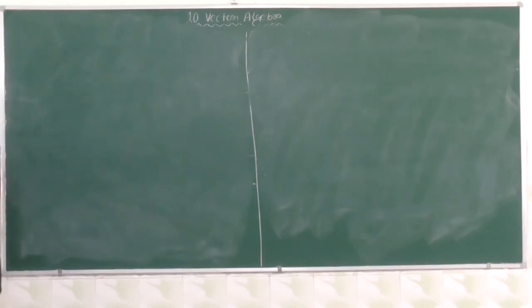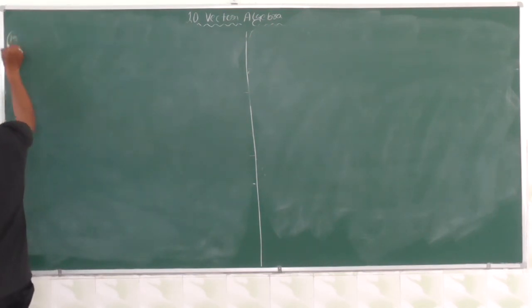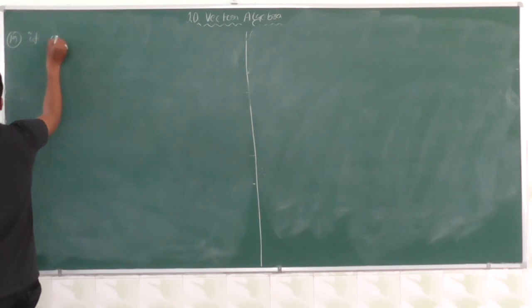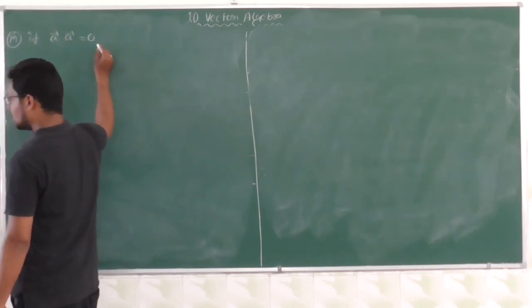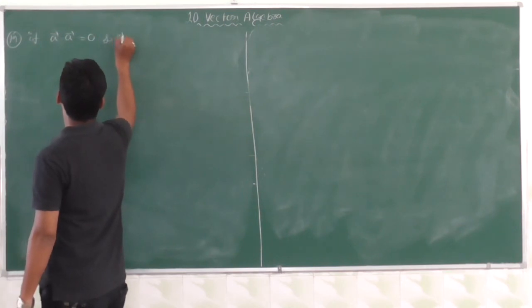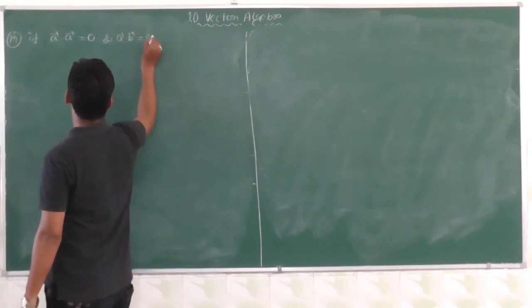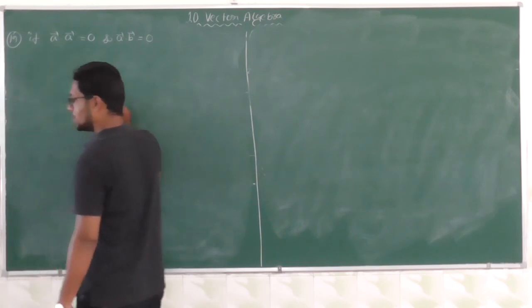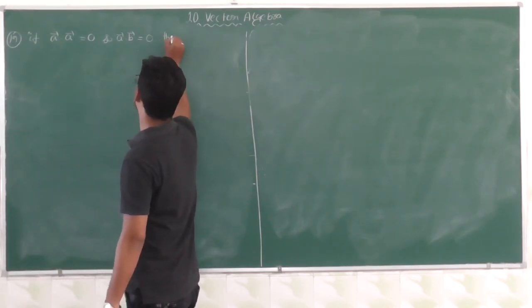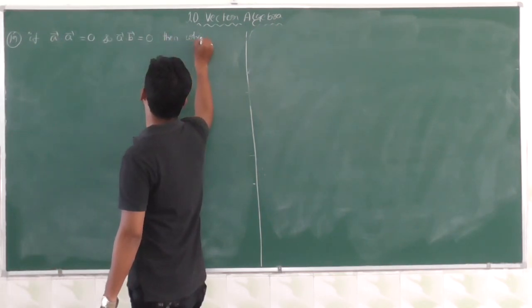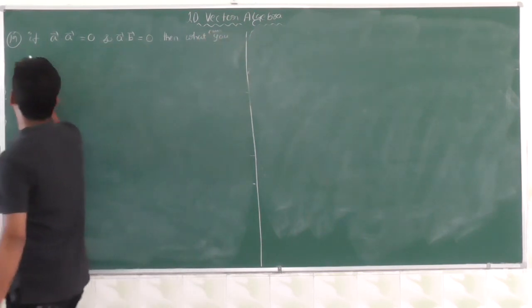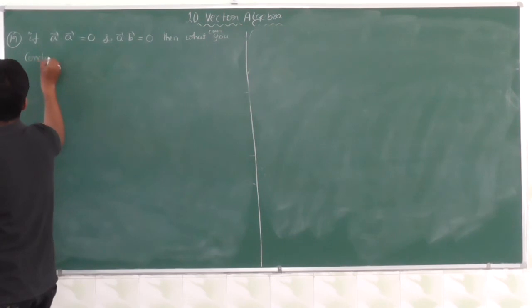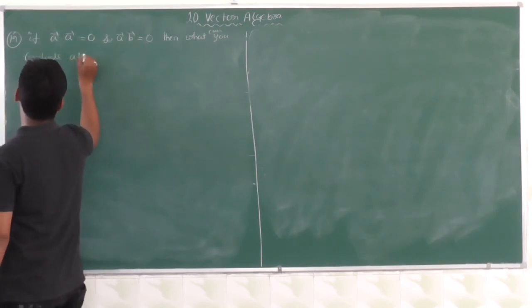Next question, the 19th question. If A dot A equals 0 and A dot B equals 0, then what can you conclude about the vector B?